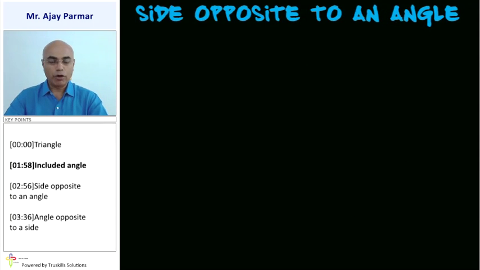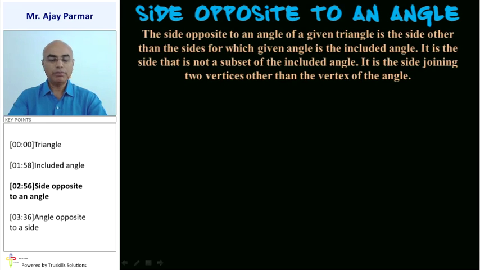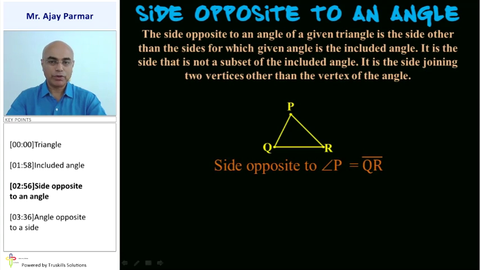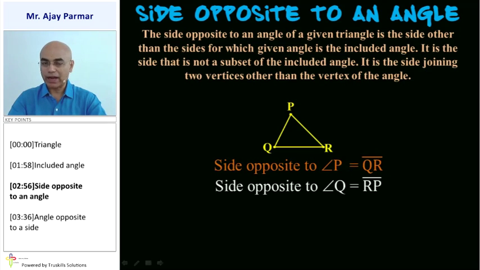Exactly the same way, the side opposite to an angle. The side opposite to an angle of a given triangle is nothing but the side other than the sides for which the given angle is the included angle. It is a side which is not the subset of the included angle. That is what we can mention. For example, for triangle PQR, what is the side opposite to angle P? That will be line segment QR. The side opposite to angle Q would be line segment RP, and the side opposite to angle R would be line segment PQ.